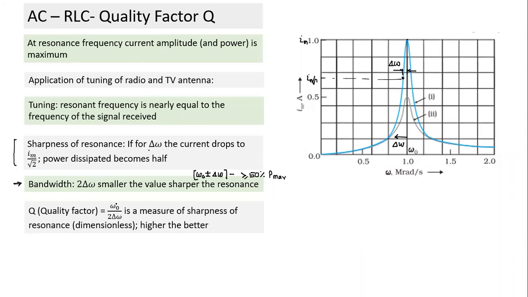So quality factor is a ratio, a dimensionless quantity. What is omega naught here? Omega naught is the resonance frequency, divided by 2 delta omega, the bandwidth. Resonance frequency divided by bandwidth is a measure of the sharpness of resonance. The higher the value, the sharper the resonance is. Among the two curves, which curve has the sharper resonance? Is the blue curve sharper or the black curve sharper?